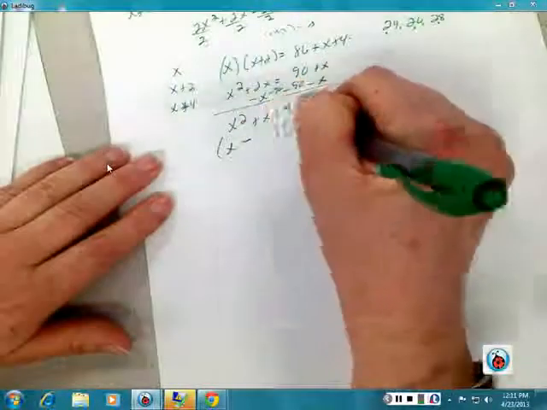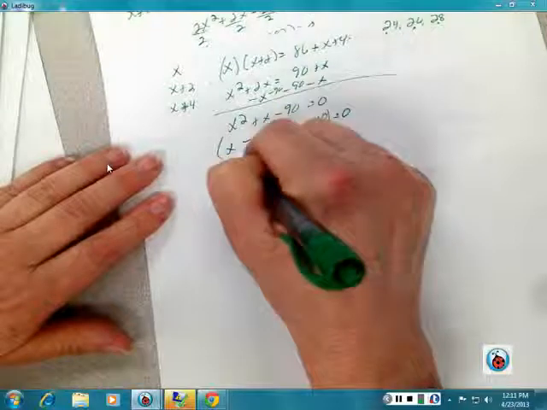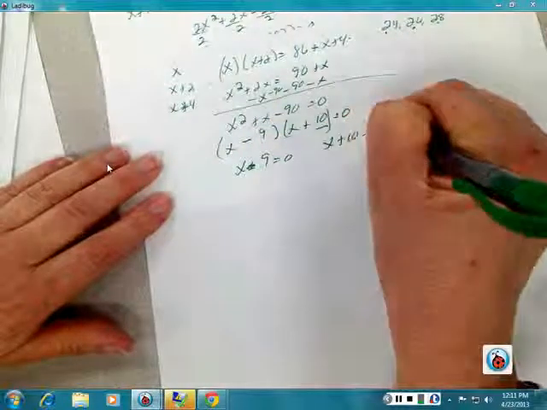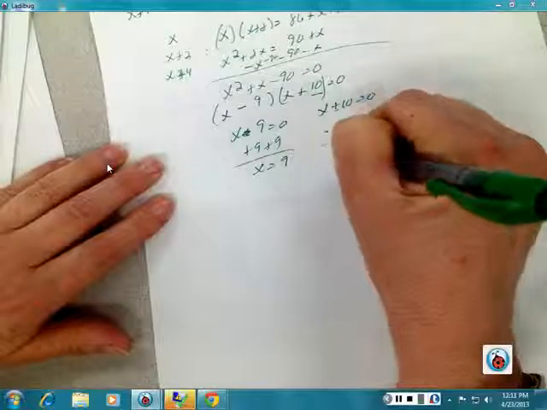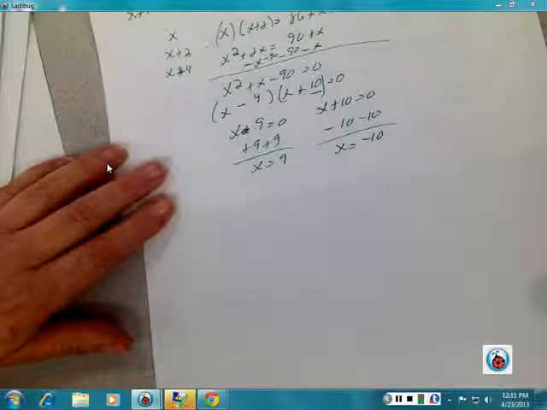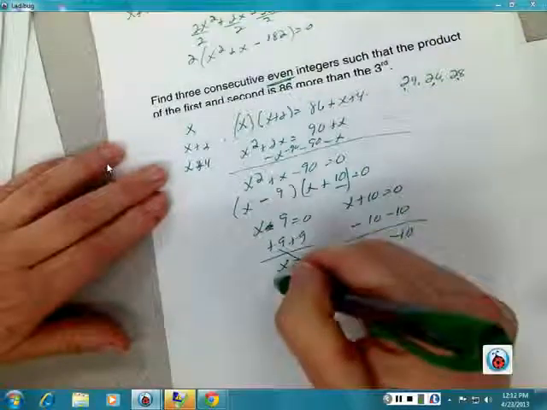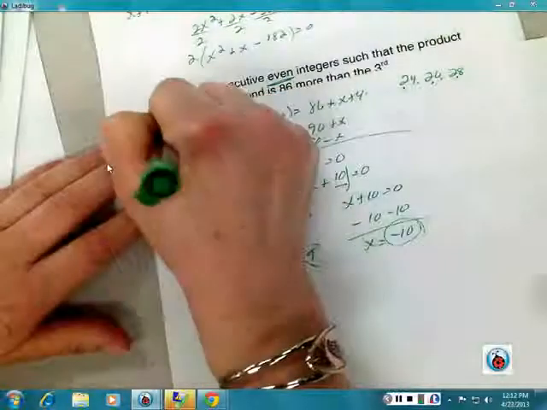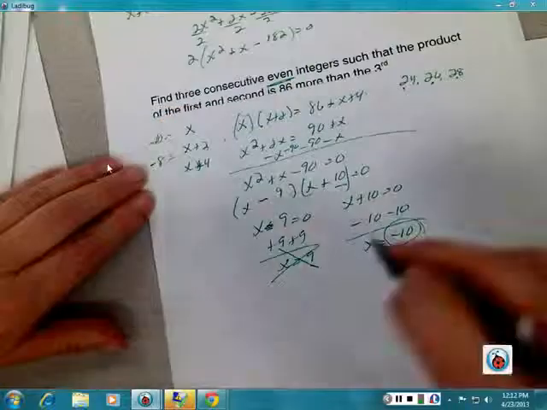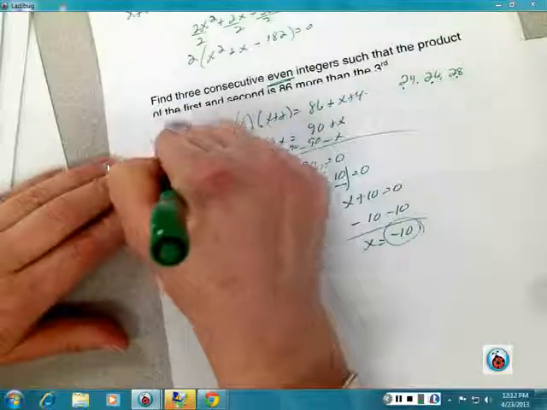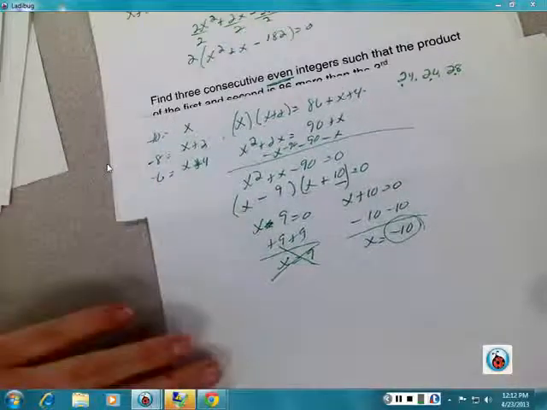This is the one we factored before. So I have 10 over here and 9 over there. So x minus 9 equals 0, and x plus 10 equals 0. So I add 9, get x equals 9. Subtract 10, I find x is equal to a negative 10. It says consecutive even integers, so that means good old 9 I cannot use, so I can only use a negative 10. So x is a negative 10. The second one is negative 10 plus 2, or negative 8. And the last one is negative 10 plus 4, or negative 6. So those become my answers for that one. Okay, so that's what I end up having for that one.